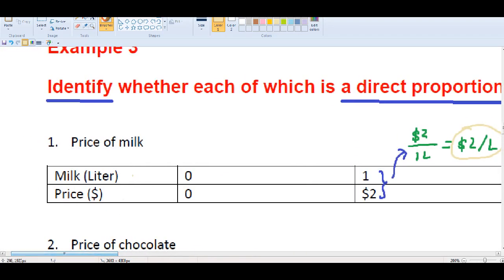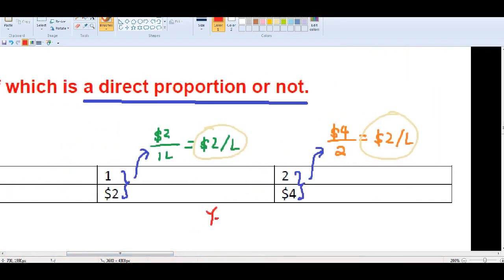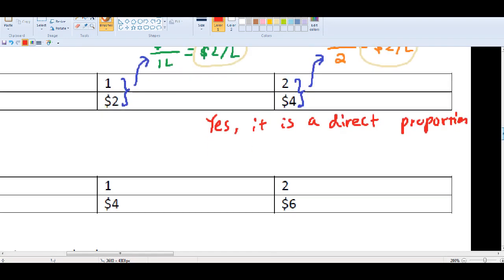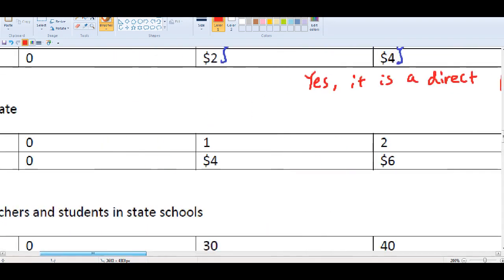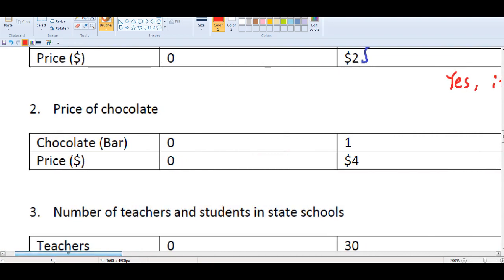Okay, so price of milk, how about that? Is it a direct proportion? Yes, it is a direct proportion. So that would be the answer. Okay, let's look at the second one. Okay, the second one is about price of chocolate.